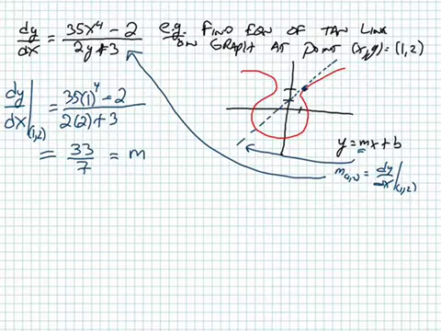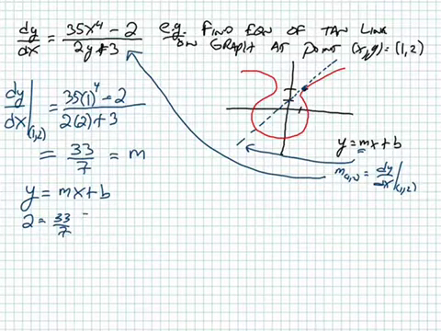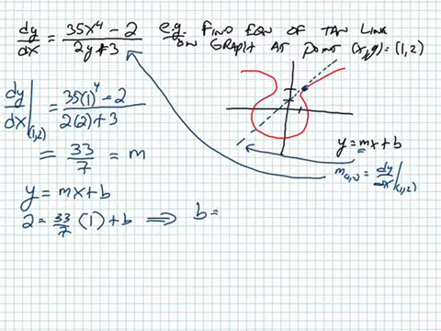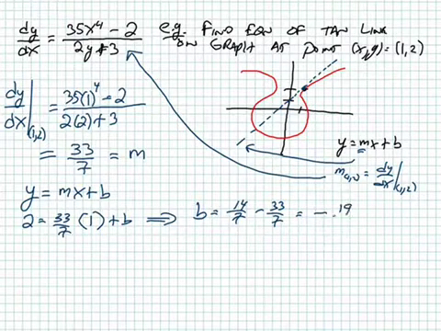So now I want to find the equation for this tangent line, the blue dashed line. So that's y = mx + b. And now it just becomes an algebra 1 problem. I know what my slope is, I have the given point, so I need to find my intercept b. My y value is 2, my slope is 33/7, my x value is 1, so b is going to be 2 minus 33/7, or I'll write 2 as 14/7 minus 33/7, so b is equal to -19/7.